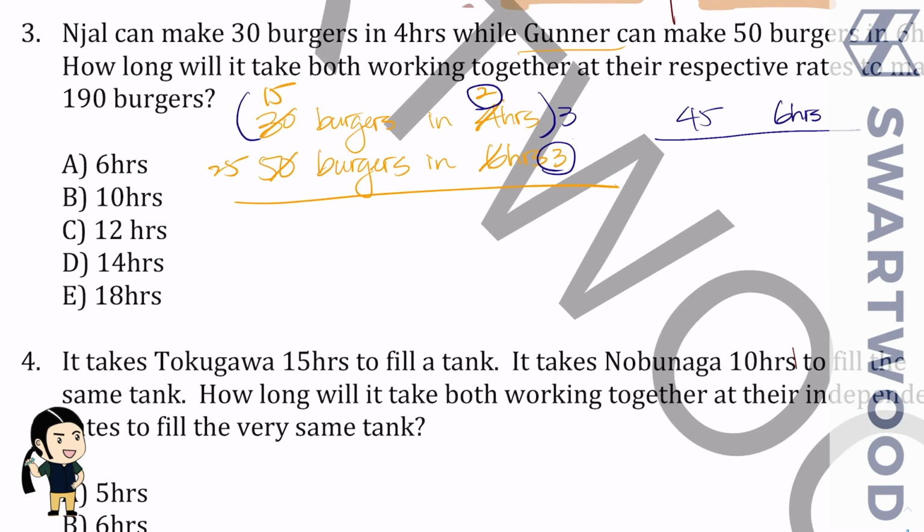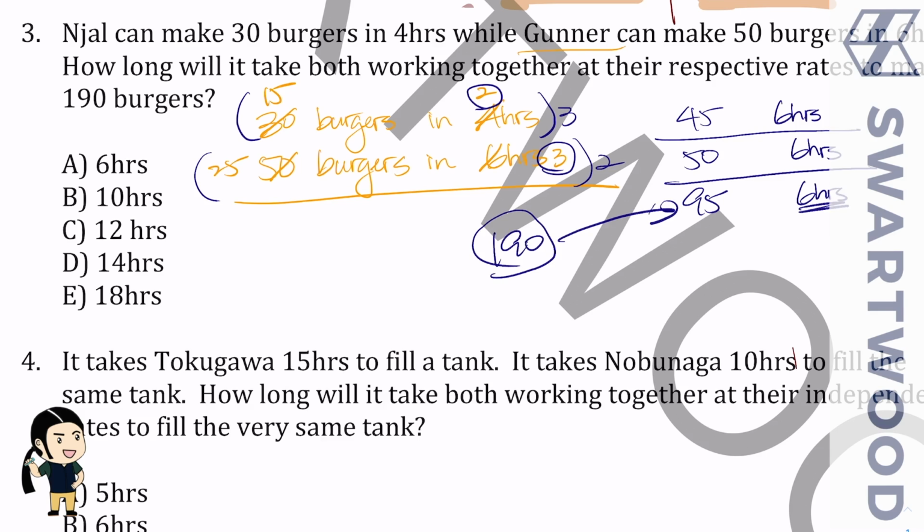Then on bottom, multiply everything by 2. So again, we'll have 6 hours altogether. But now we'll have 50 burgers. Okay? You can see it's following a similar pattern to what we did before. So it's the same idea. So we'll get 95 burgers done if they're working together in 6 hours. But our target is 190. And you can see there the relationship is this guy is double. 190 is double 95. So if you need double the amount, you need double the time. Right? And of course that would take us to 12.